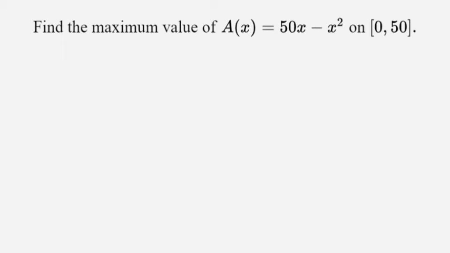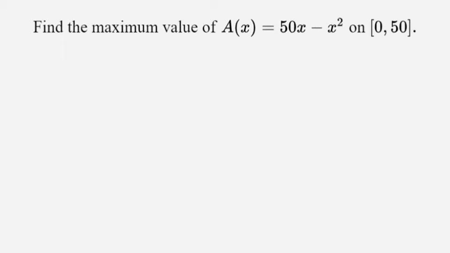And now that we've got all that figured out, we have a problem that is more reminiscent of the types of problems we've been doing very recently in this course. And that is finding the maximum value of a function, that being 50x minus x squared, on a closed interval, that being from 0 to 50.